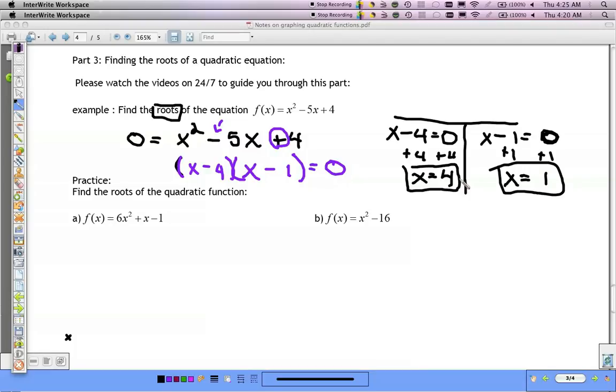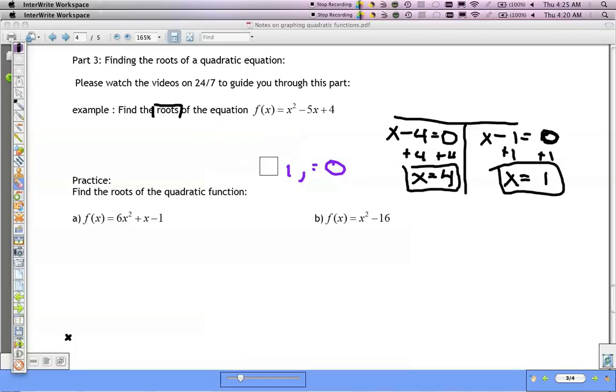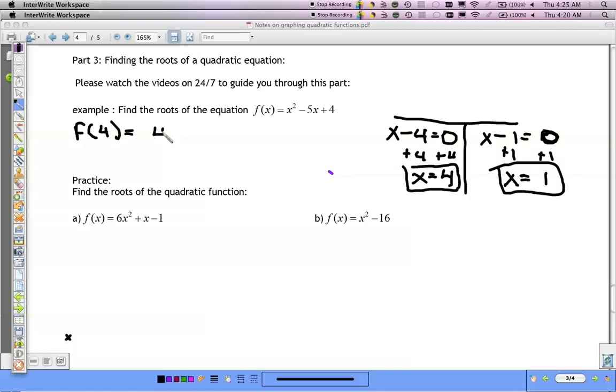I'm going to leave you to check to make sure those solutions work. The one thing I do want to point out, because I've seen lots of people make this mistake: when you check a solution, you only plug in that solution one at a time. So if you want to check x equals 4, you would write f of 4 equals 4 squared minus 5 times 4. You don't switch and put a 1 in here for some reason. You only check one solution at a time. And then plus 4, and that should be equal to 0. And then you check the solution for x equals 1.